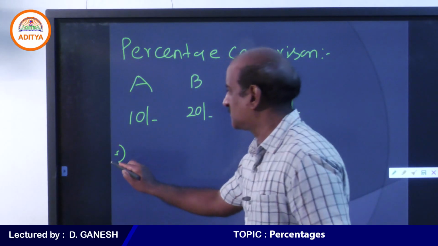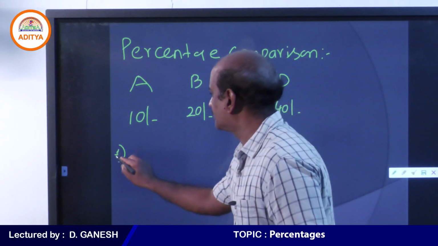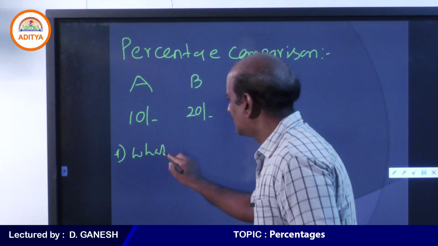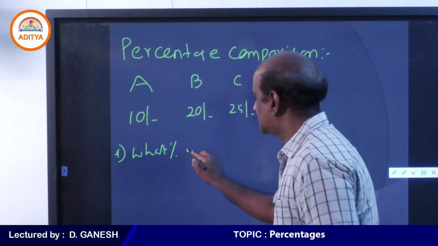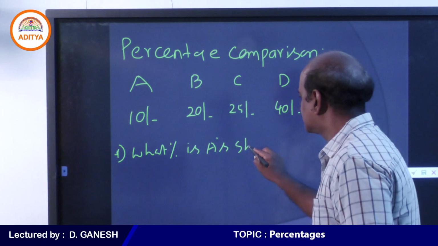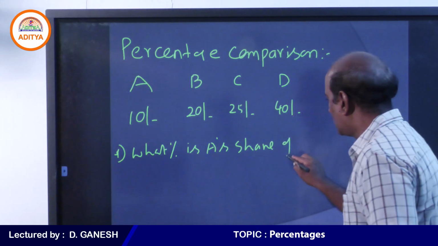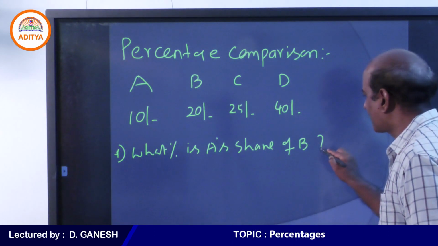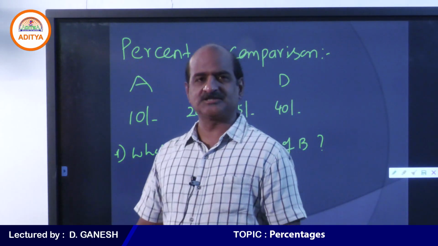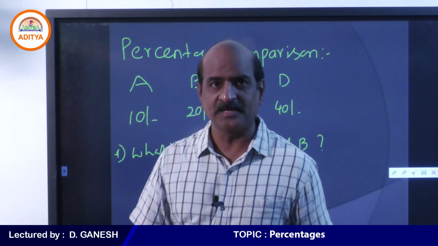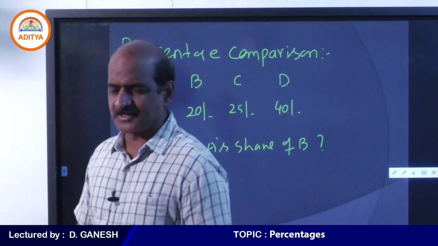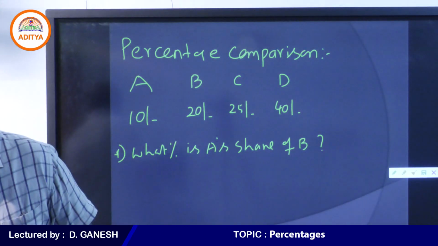Please write down question number 1. What percent is A's share of B? Students, the question is, what percent is A's share of B? So when we are comparing with B, now I am asking you to find A's share.